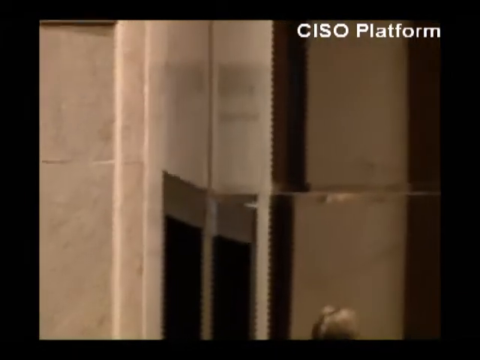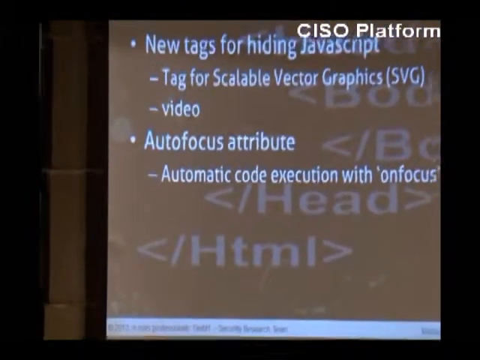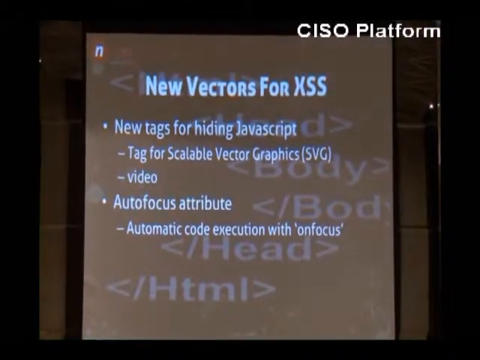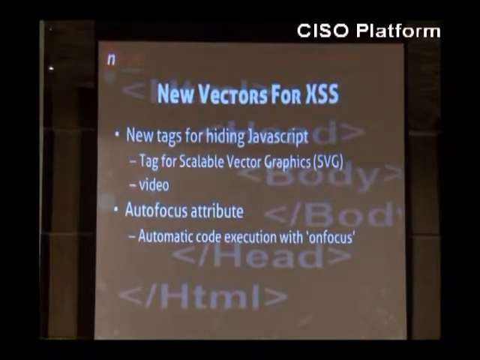There's also a video tag and other newly introduced tags that some developers do not have on their list when they do validation. And there's a new attribute called autofocus. You can add that, and once the page is open, this HTML element gets focused automatically. What this triggers is the on-focus event that you might know. So once the focus is gained by that element, the on-focus method is executed, and you could hide cross-site scripting code there as well.